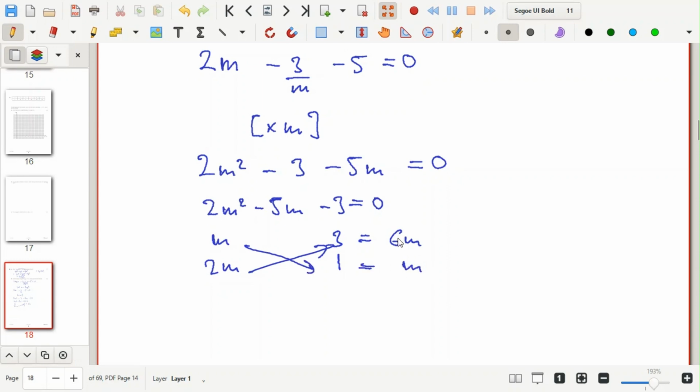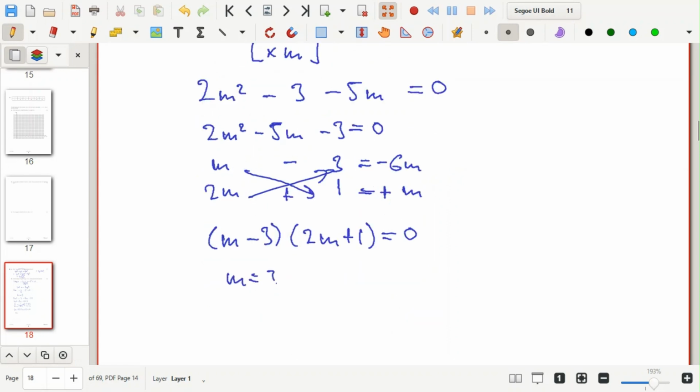What can I do to these two expressions to get the middle expression? When I subtract, when I add, this should give me negative 5m. Okay, so I'll bring the same operations here. Here's minus and here's plus. So my linear factors will be this is equal to 0. So m is equal to 3, or m is equal to negative half.